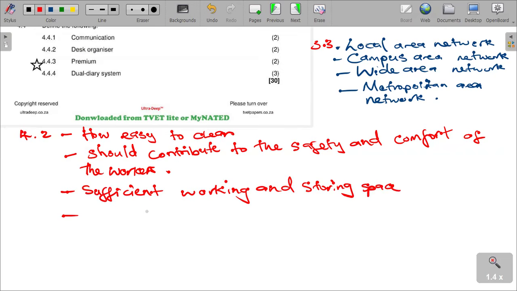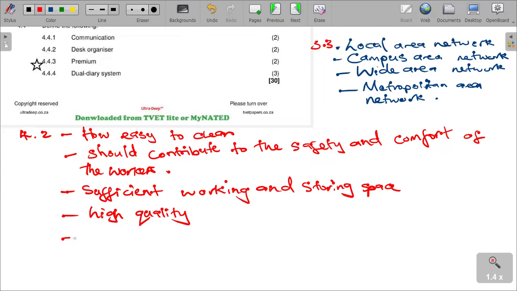Right. And also, it's supposed to be of a high quality. As you know, cheap furniture is not durable, right?